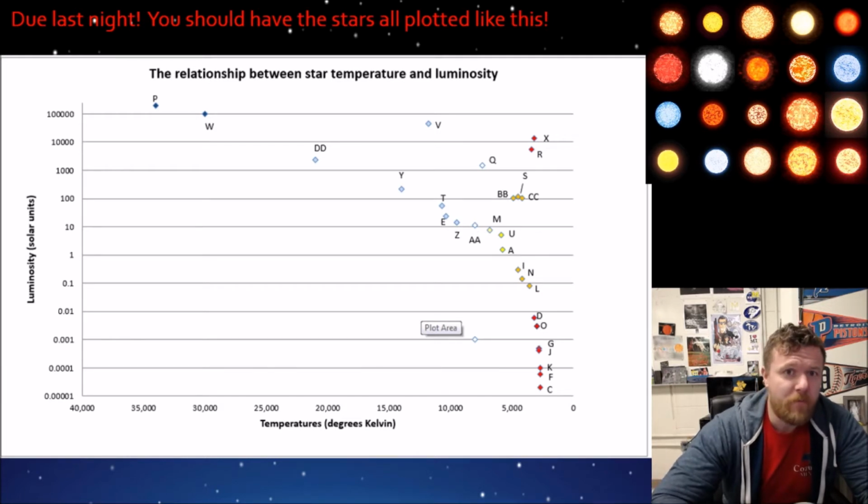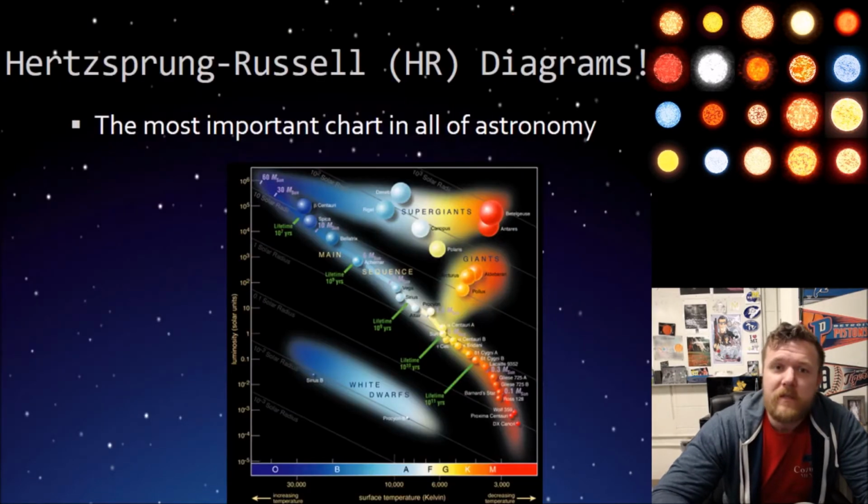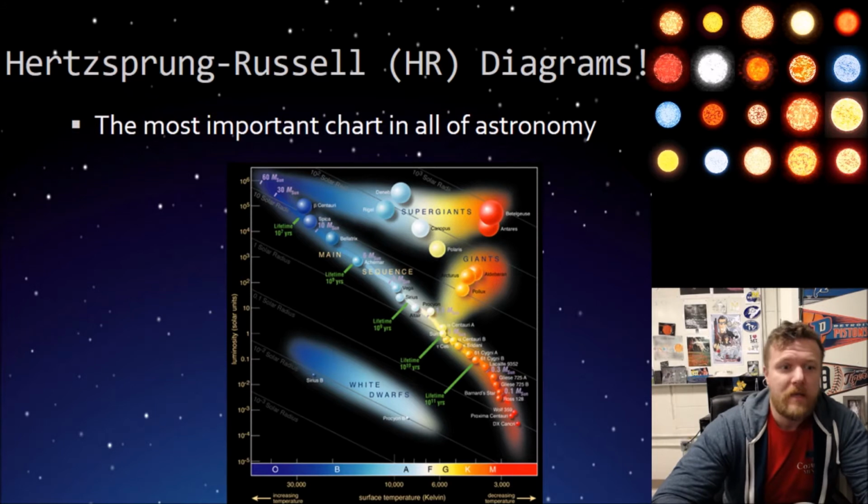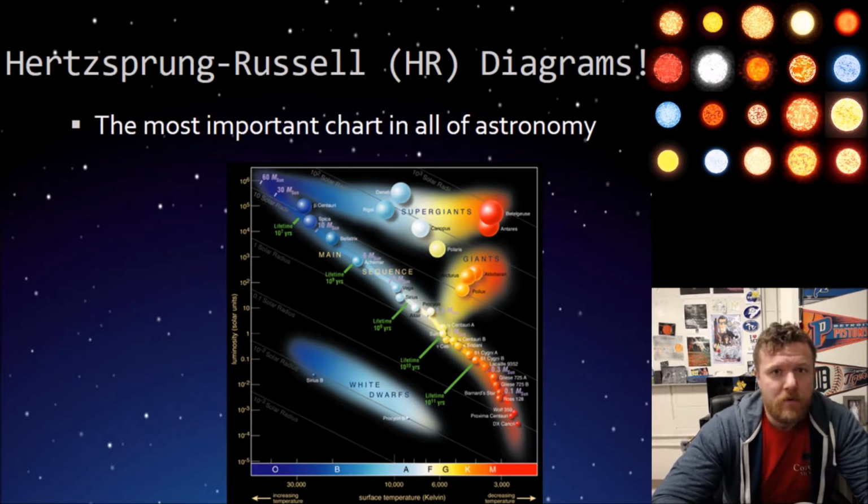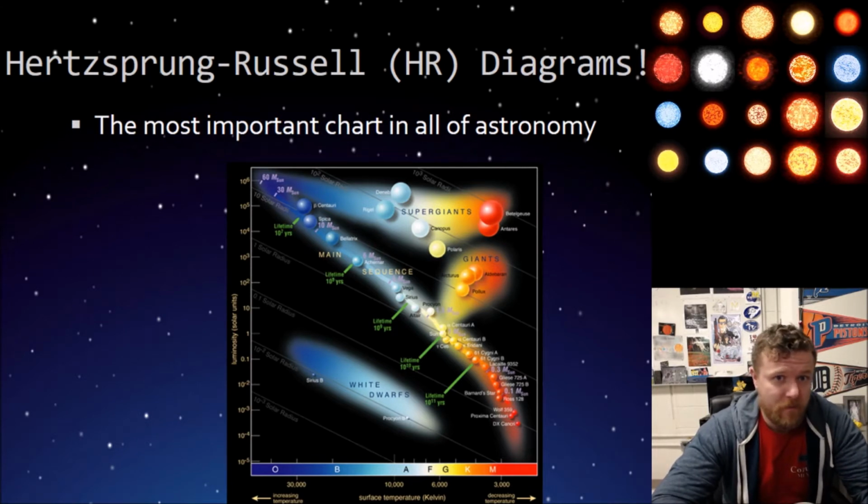What you guys would have produced, and every class prior to this has produced, is what's known as a Hertzsprung-Russell diagram, which is the most important chart in all of astronomy. If you ask what the most important chart in chemistry is, hopefully you come up with a periodic table. Well, an HR diagram is the most important chart in astronomy.